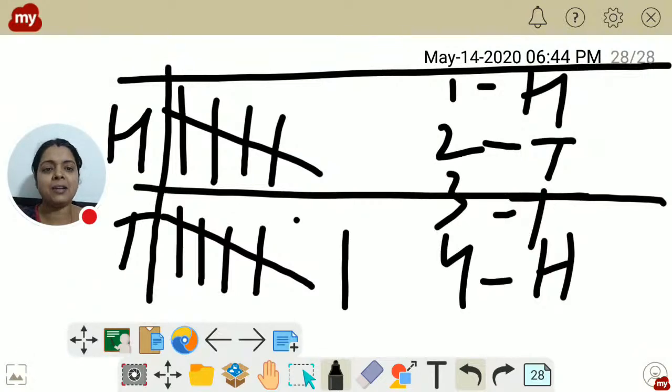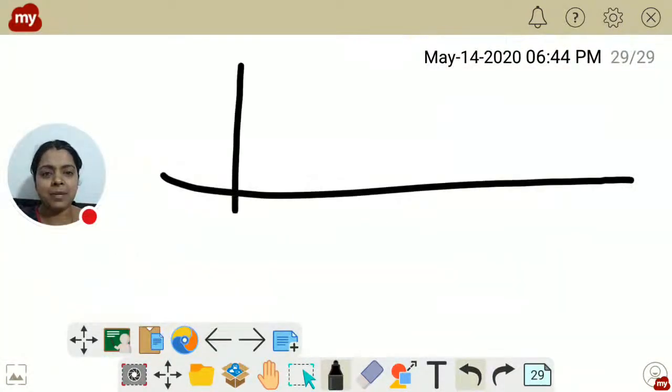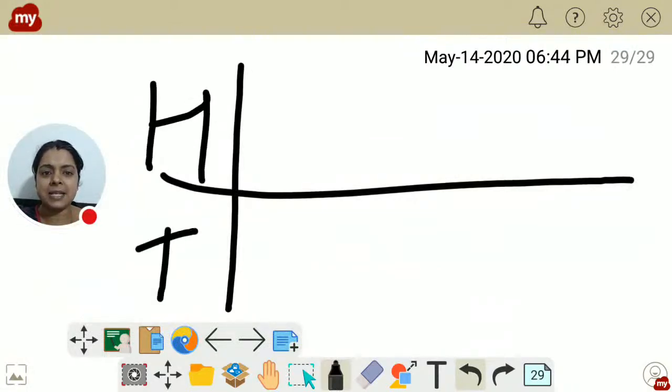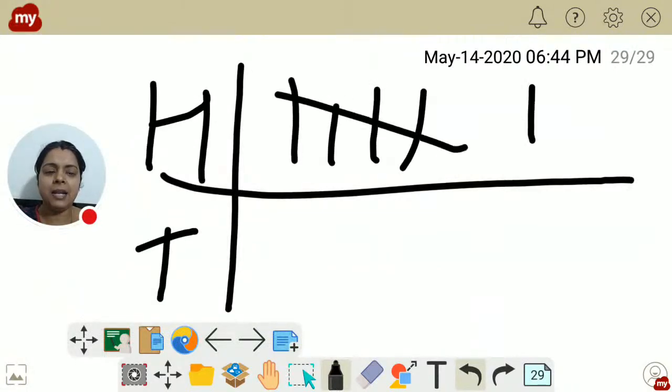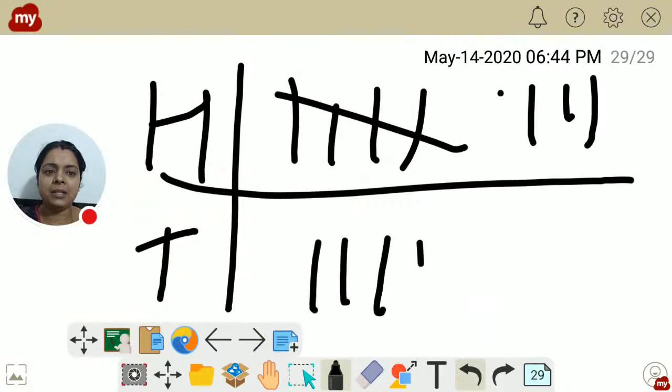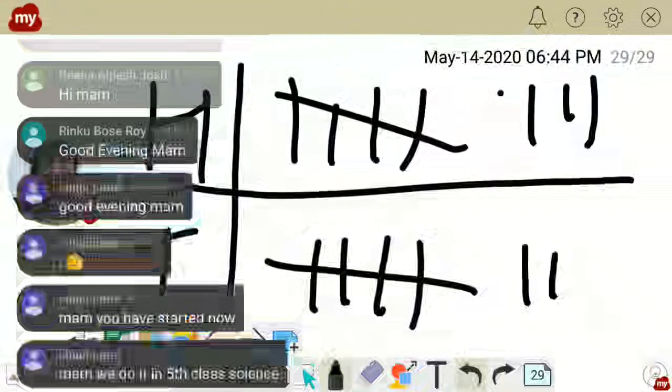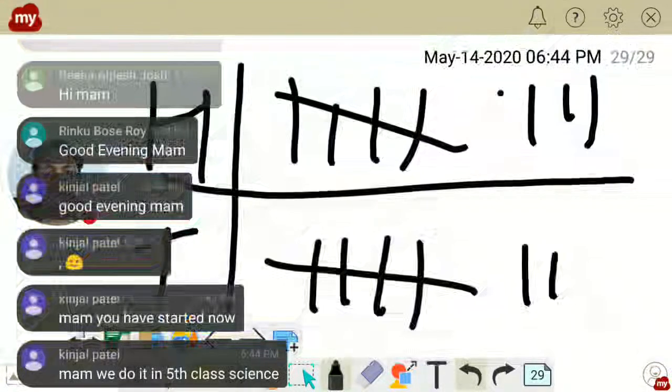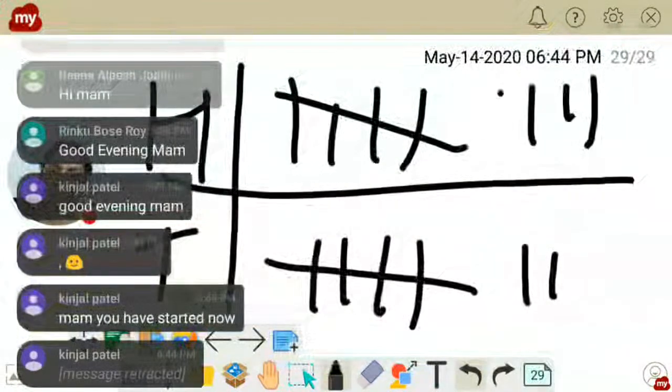Why go for it? Instead, I'll make a table mentioning head and tail, and I'll make the tally bar. Finally, what I get out of 100, I can easily find out. Right, that's correct. So this is the way we can go for tossing.